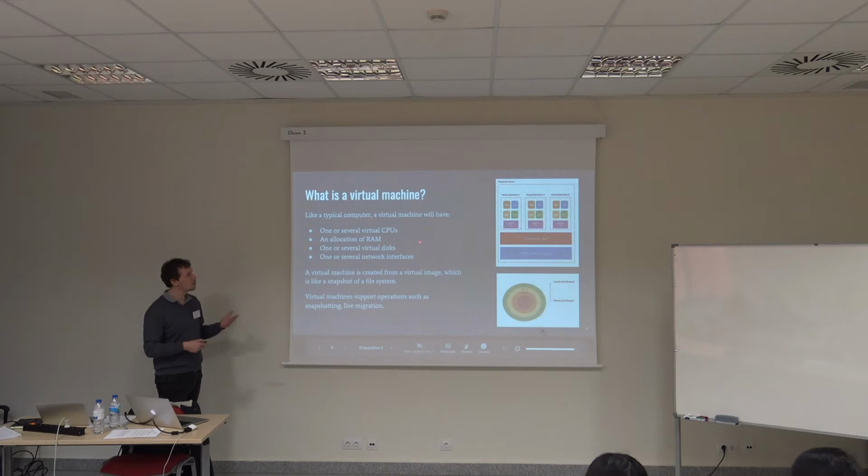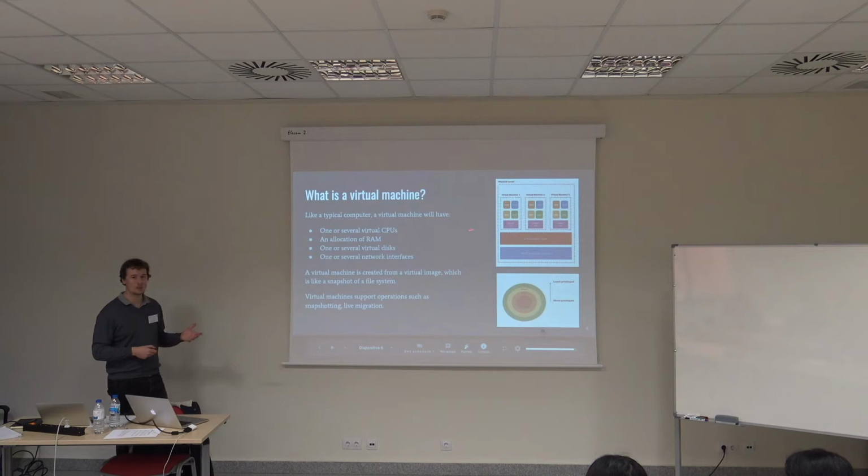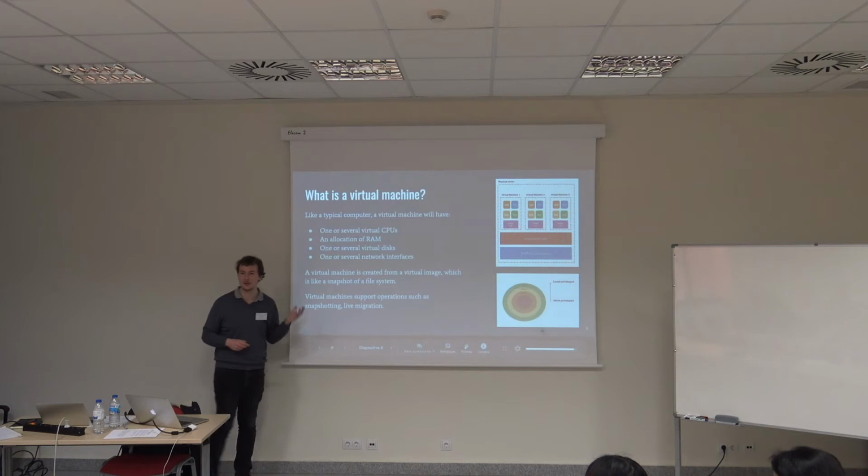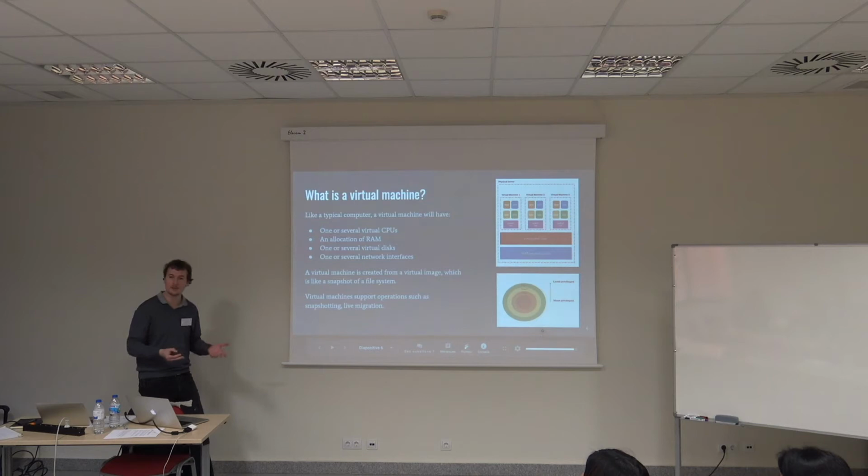Like a typical computer, a virtual machine will also have an allocation of memory. So the physical host will decide how much memory the virtual machine will have. Also, you can have some virtual disks, so it's a virtual hard drive, and you can allocate those hard drives to the virtual machines. And also, you can allocate one or several virtual interfaces to the virtual machine. So the virtual machine is really like a physical machine, except that it's running in software and running on a physical host.